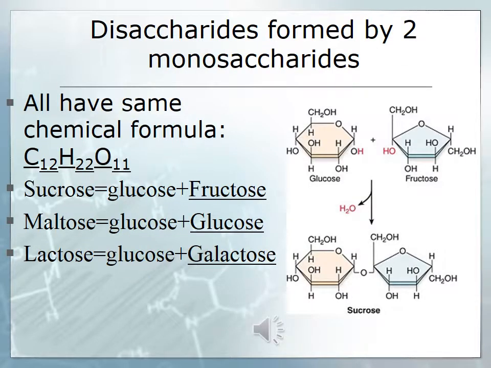A disaccharide is formed by 2 monosaccharides. They all have the same chemical formula, C12H22O11. To make a sucrose, we take glucose and fructose. To make maltose, we take glucose and glucose. And to make lactose, we take glucose and galactose. You may remember in your high school biology class gluing these monosaccharides together to make disaccharides.